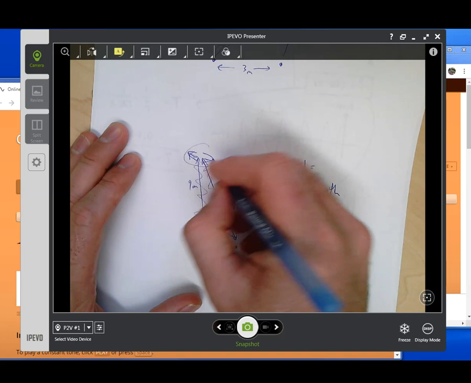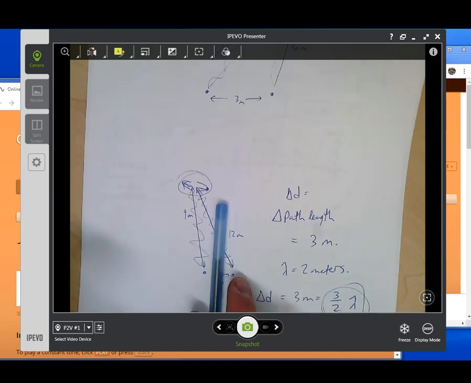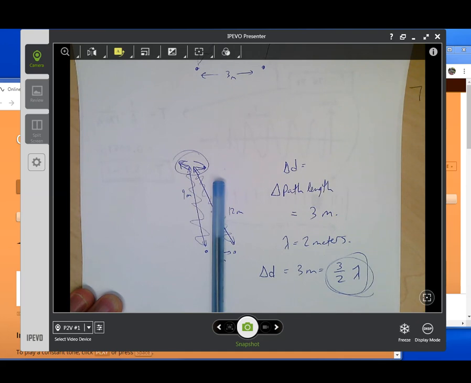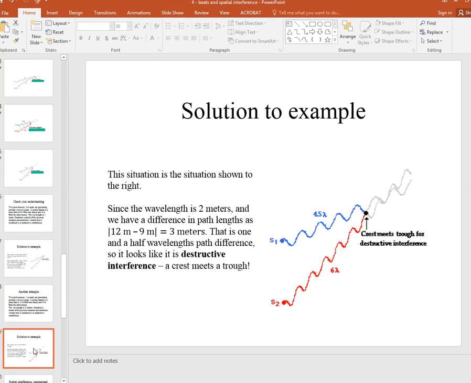So in other words, there's going to be destructive interference because of the fact that these are not an integer number of wavelengths difference in path length, it's a half integer. So the point is that if you ever see a half integer difference, that's a signal to you that it's actually a destructive interference situation.